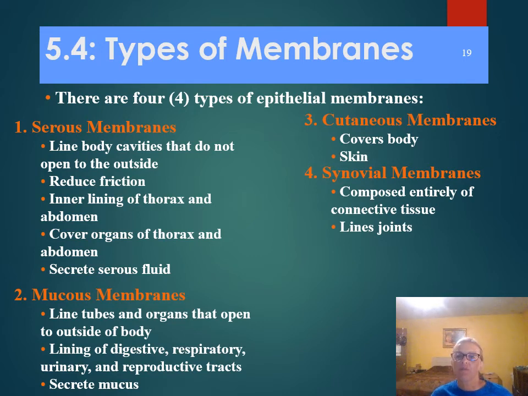So they cover body surfaces and they line cavities, and we've got 4 basic types here: serous, mucous, cutaneous, and synovial, all right? Serous membranes, and this is important, line cavities that do not open to the outside. That is the important distinction. Do not open to the outside, okay? They function in reducing friction between organs and the cavity walls. They form the inner lining of things like the thorax and the abdomen. They cover organs, and they have cells that will secrete a serous fluid to help lubricate membrane surfaces.